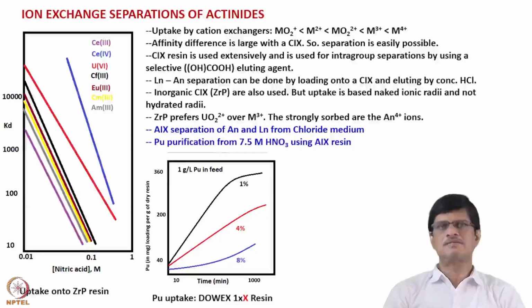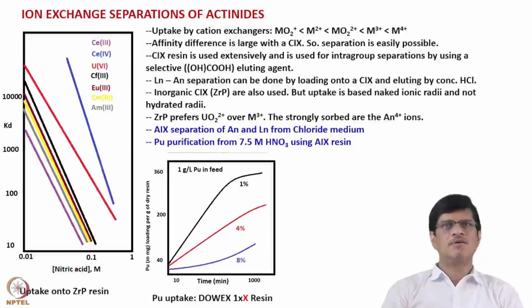actinides with different ligands. As we know, among the ion exchange resins we have the cation exchange resin, where we have the strong acid cation exchange resin. In that case we have the sulfonic acid group, where the hydrogen ion is replaced by the cationic species of actinides. We also have the anion exchange resin, where the anion of the resin, like the chloride ion, is replaced by the anionic complex of the actinides.